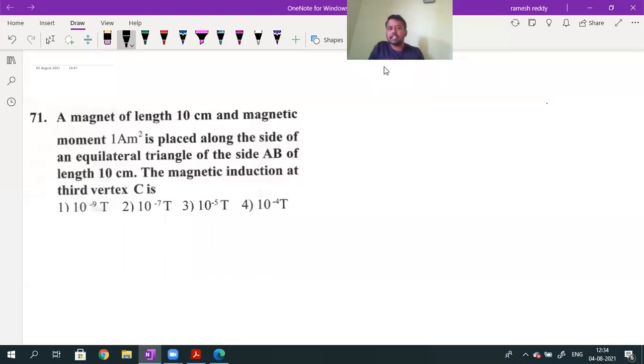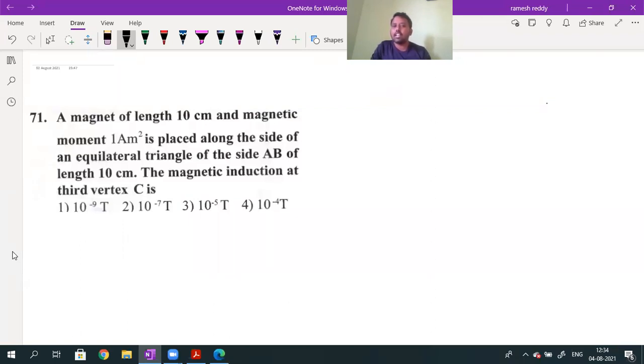See the question number 71. The question based on this part 3. See this question. Magnet of length value 10 centimeters. Magnetic moment value 1 ampere meter square. It is placed along the side of equilateral triangle. Equilateral triangle side AB of length value 10 centimeters. What they are asking us to calculate, what is the magnetic field induction at the third vertex?